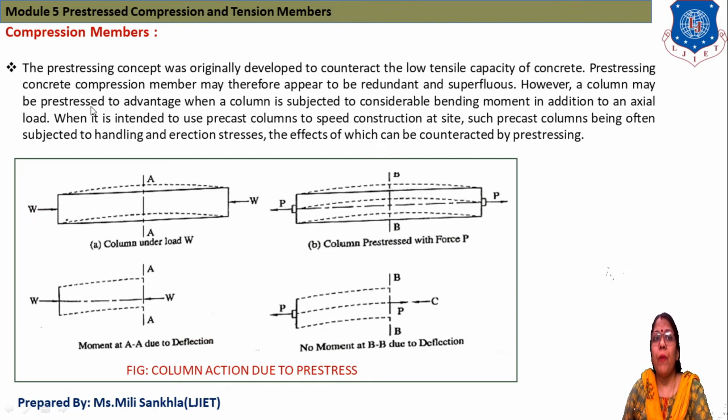However, a column may be prestressed to advantage when the column is subjected to considerable bending moment in addition to axial load. Here, to resist a bending moment, and this bending moment is induced due to this axial load. It is also useful when it is intended to use a precast column to speed up construction at a site, such precast column being often subjected to handling and erection stresses, the effect of which can be counteracted by prestressing.